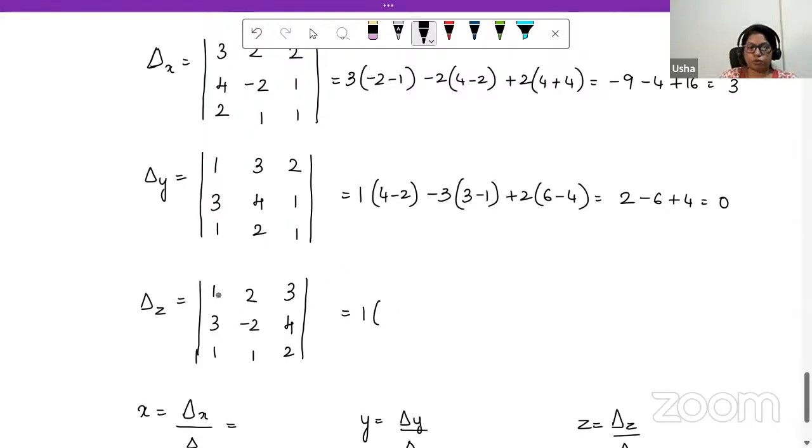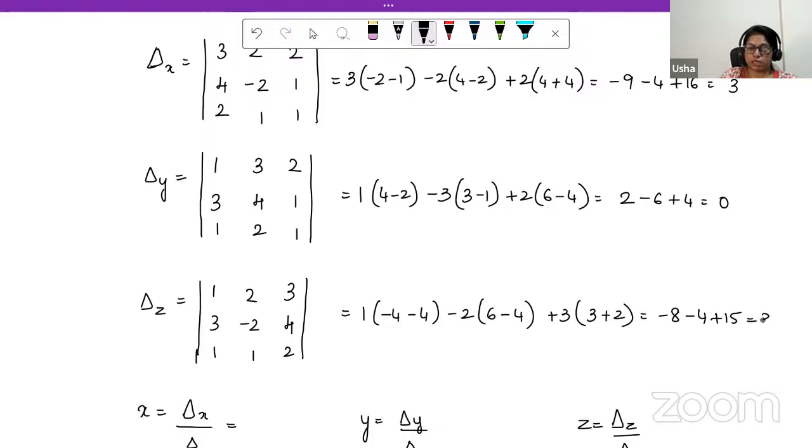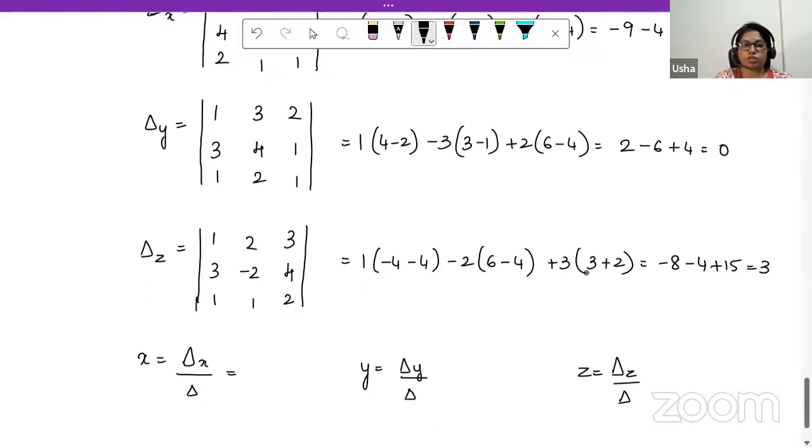For this, 1 into, leave this row and column, you have minus 4, minus 4. Minus 2 into 3 into 2 is 6 minus 4. Plus 3 into 3 plus 2. So this is minus 8. This is 2 into minus 2 is minus 4. This is 5 into 3 is plus 15. So this is minus 12 plus 15 is 3. Okay, now substitute the values.